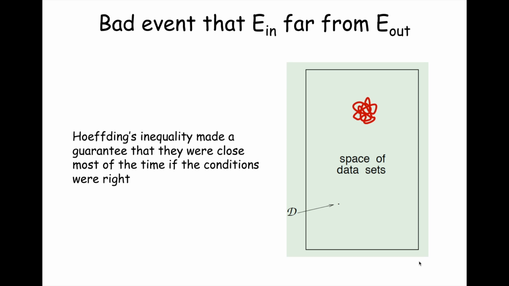And so when we talked about this idea of Hoeffding's inequality, we were looking at the probability of a bad event happening. And this bad event was based on in-sample error diverging from out-of-sample error by more than some threshold epsilon. And in this figure, we depict the space of data sets, and a single dot in this figure represents a single instantiation of a data set.